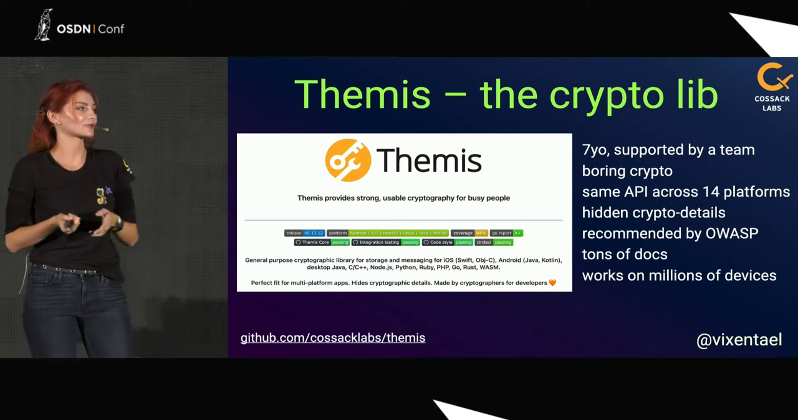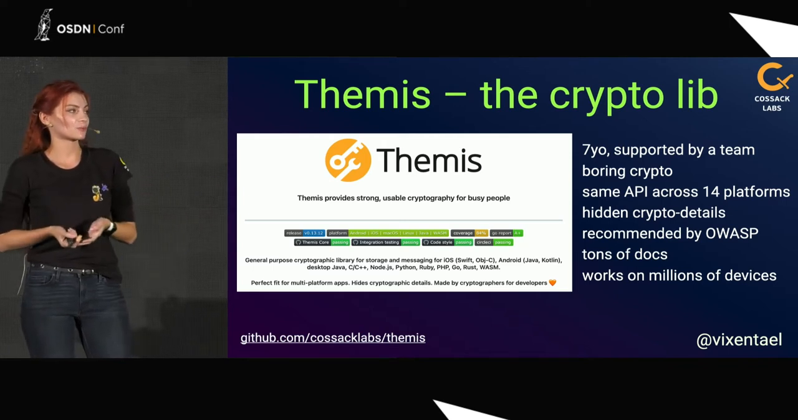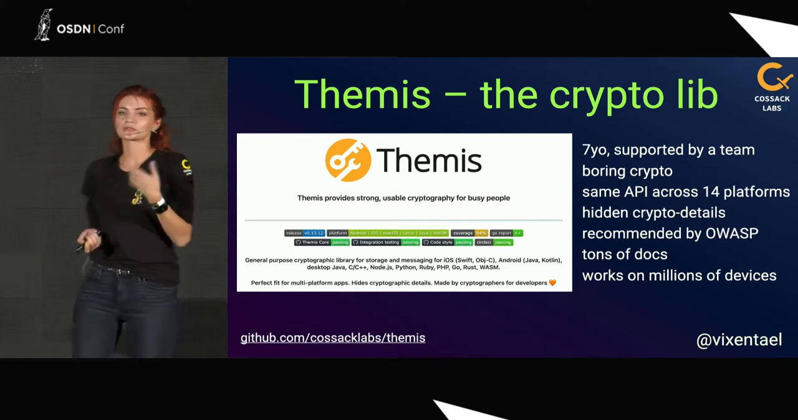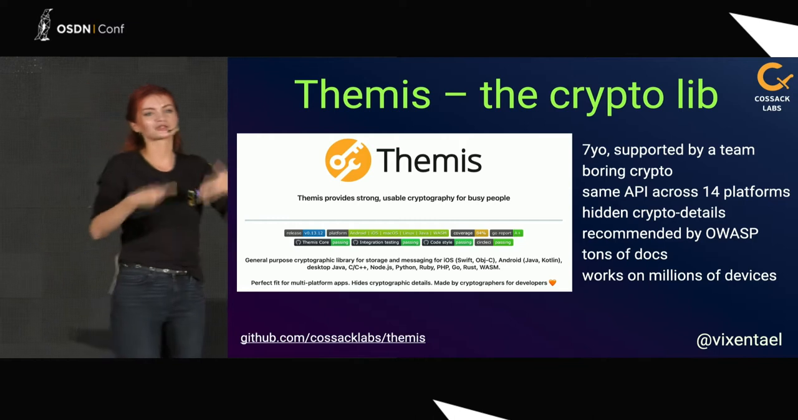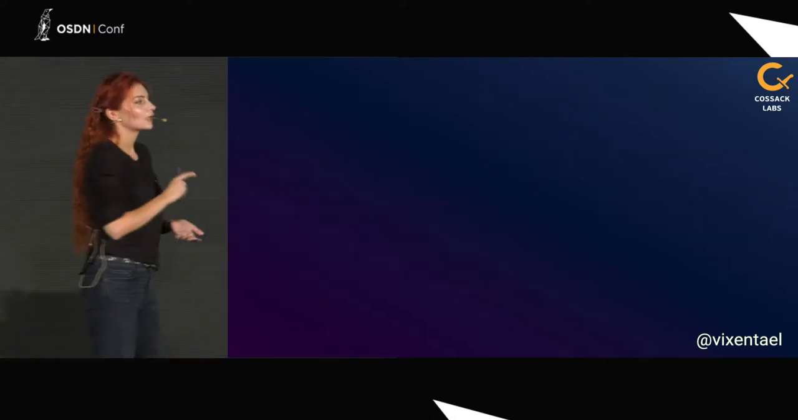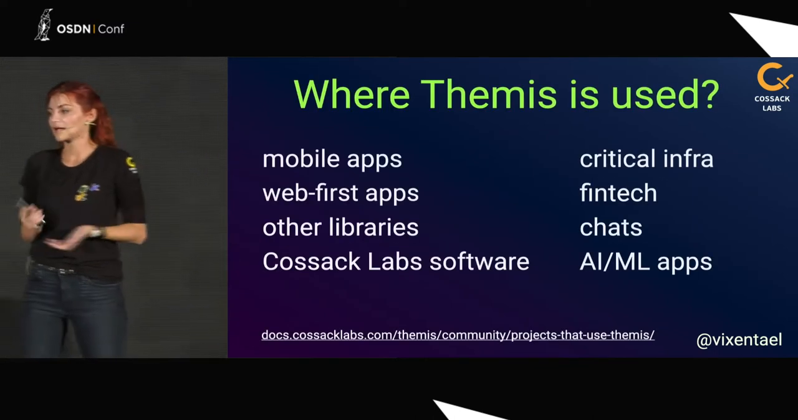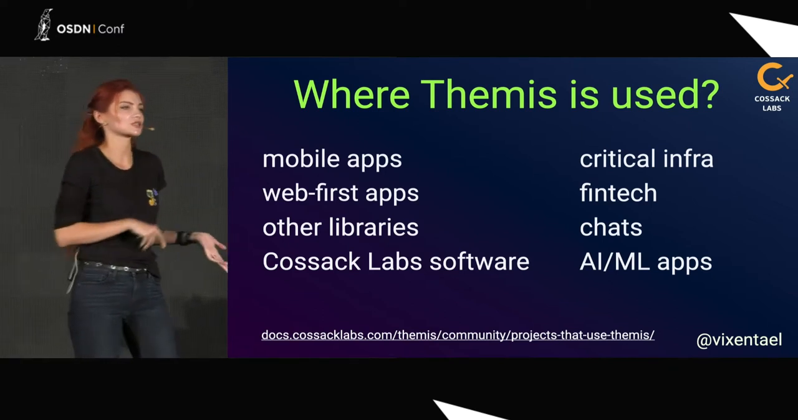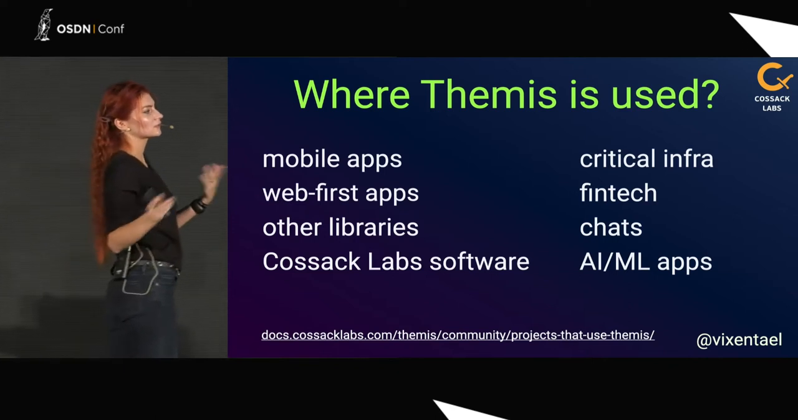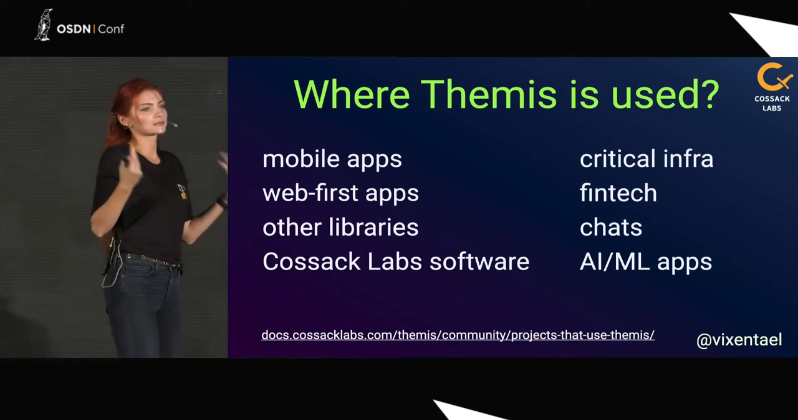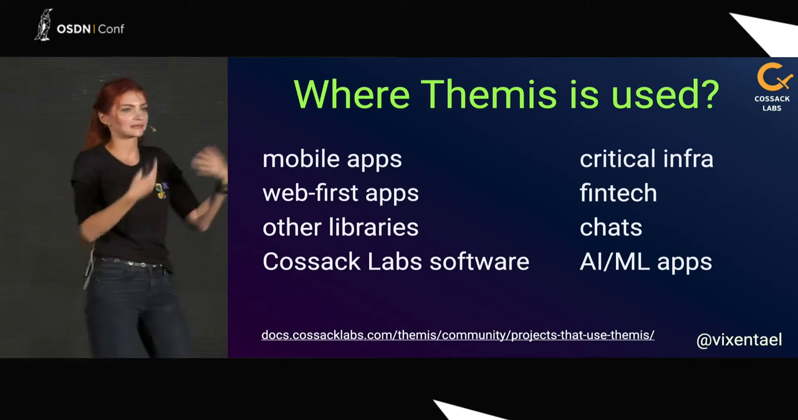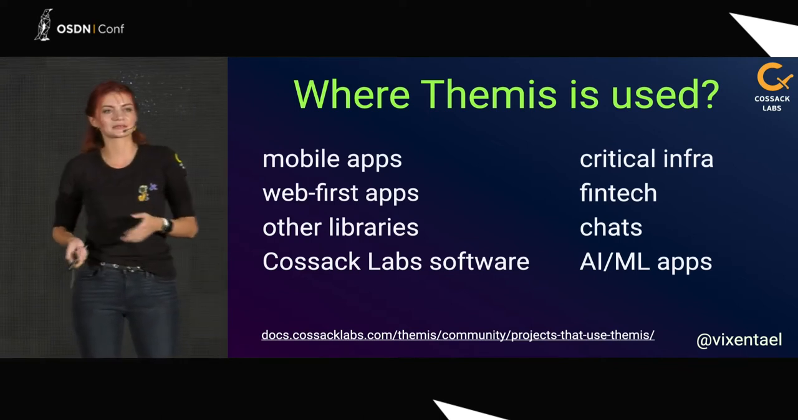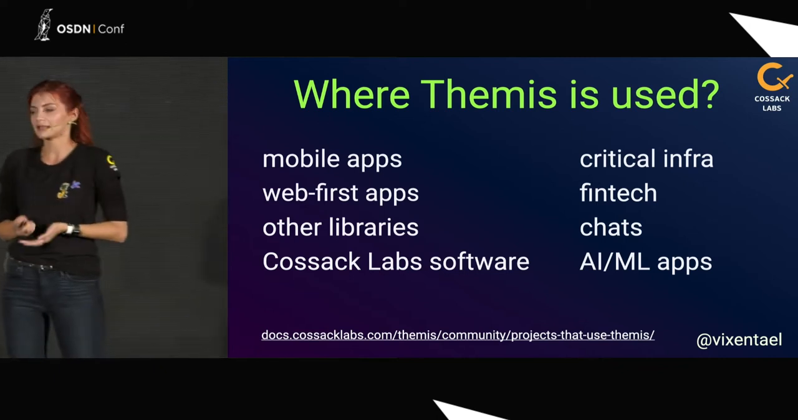It was even recommended by OWASP to use, especially on mobile devices, when you need to encrypt some data or build end-to-end encrypted applications. As I mentioned, Themis is often used in mobile applications, web applications, AI, machine learning, fintech, and so on, and there is a community of people who create libraries that encrypt data, so they use Themis as a dependency. So we basically live in dependency hell.